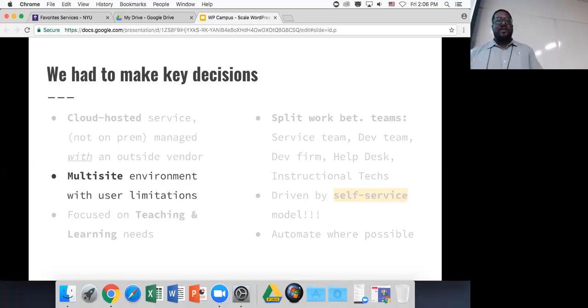Our environment is multi-site, which I'm sure a lot of your groups in the room have. So you're able to establish user limitations, which is key because you don't want too much fiddling around in there that you're going to lose track of.